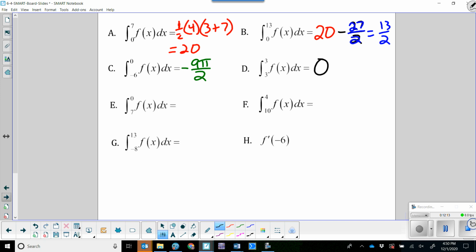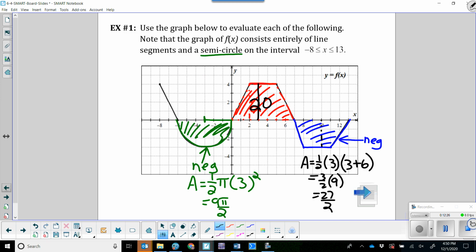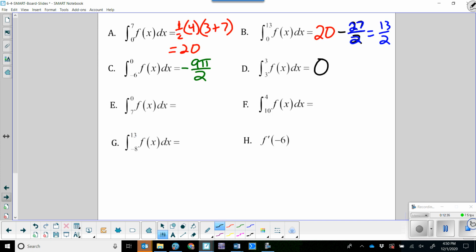Okay, now let's go ahead and look at the next two, but I'm going to maybe look over at the properties. So E, you still say integral from 7 to 0 of f of x dx. Well, the problem is if we go from 7 to 0, we're going this way. So we have a property that says that if you're going from 7 to 0, that's the same as the opposite of the answer going from 0 to 7 of f of x dx.